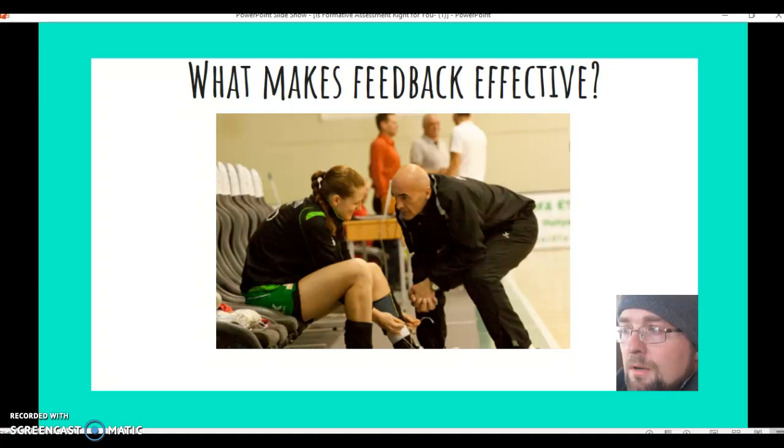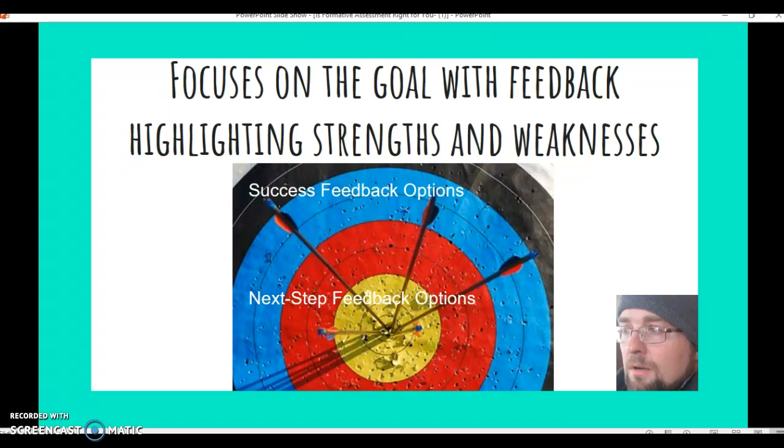What makes feedback effective? This is the question we really need to examine because poorly done feedback does not help the students to grow, and it can really be demoralizing and disappointing to them. So we need to have a critical understanding of what it means to give good feedback. First, it focuses on the goal with feedback, highlighting strengths and weaknesses. So successful feedback options and then next step feedback options. You've got two categories to consider.